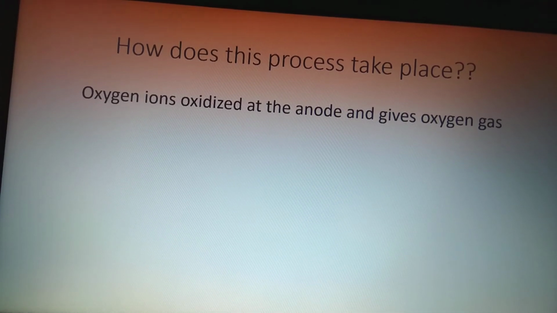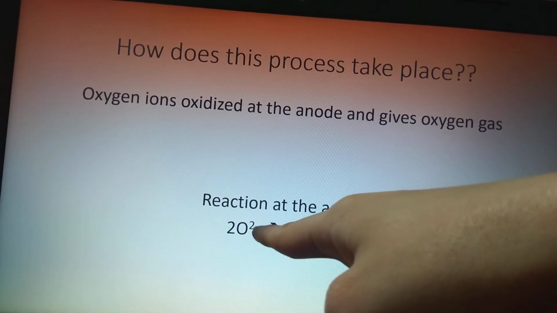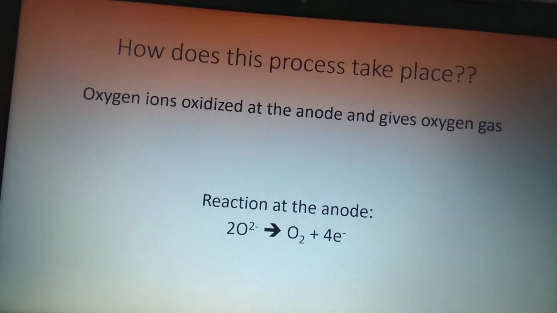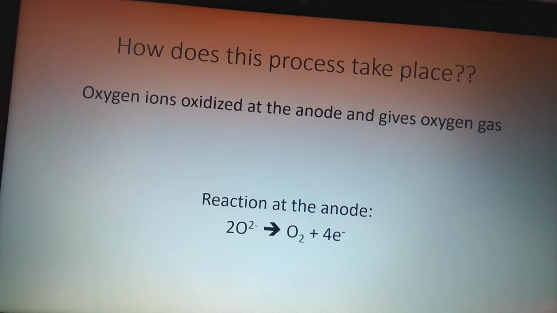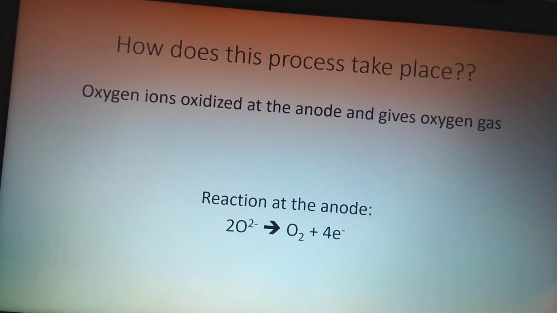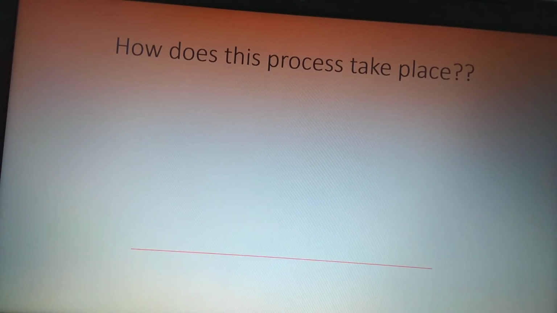Oxygen ions will go to the positive electrode and will be oxidized there. So 2O2- will give us oxygen, O2, and 4 electrons. So here the oxidation of oxygen will take place and oxygen gas will be produced.